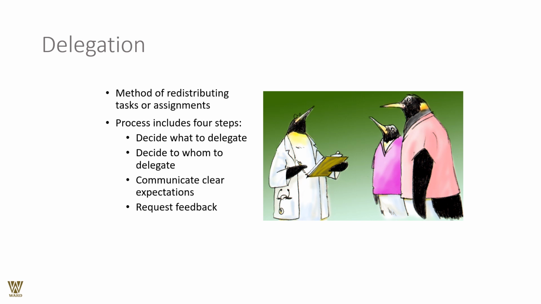We can do it with the form of delegation. Delegation is the method of redistributing tasks or reassigning people and allocating different kinds of duties and responsibilities as time passes. The process includes four steps: what to delegate, whom to delegate to, communicate clear expectations, and request feedback on an as-needed basis.